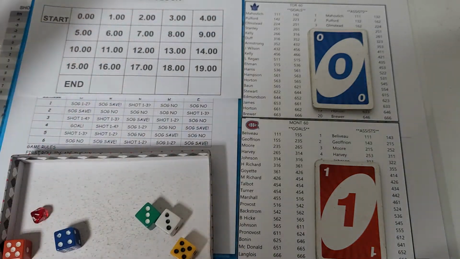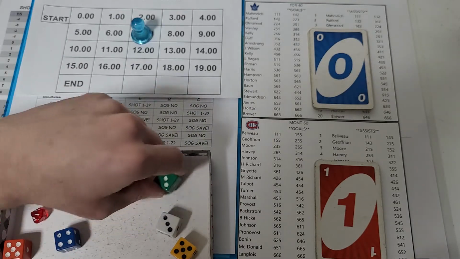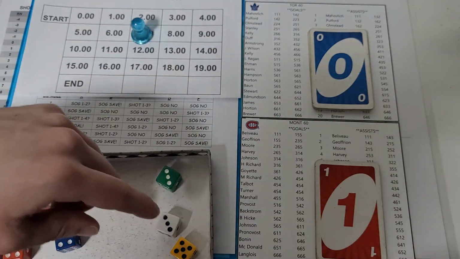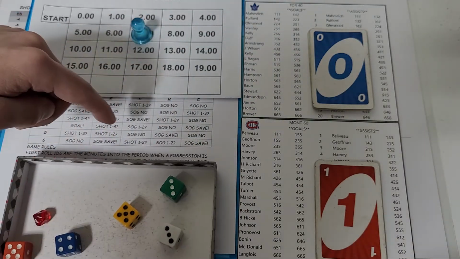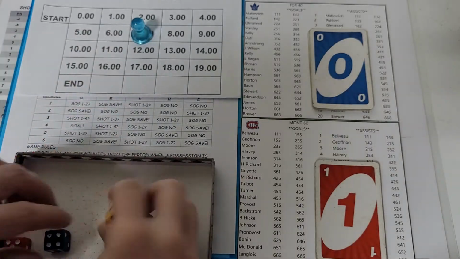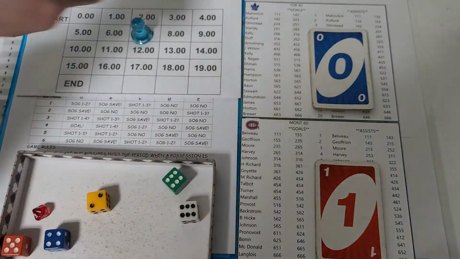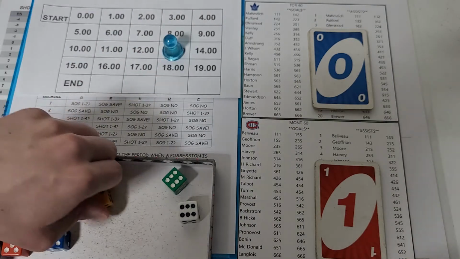3 more minutes come off the clock. So we're up to minute 7. Now Toronto's on the road. They have possession with the odd roll. And with the 5, I'm looking at C5. Toronto can't score because it's shot on goal now. 6 more minutes come off the clock now. After minute 13, a mid-period lull.